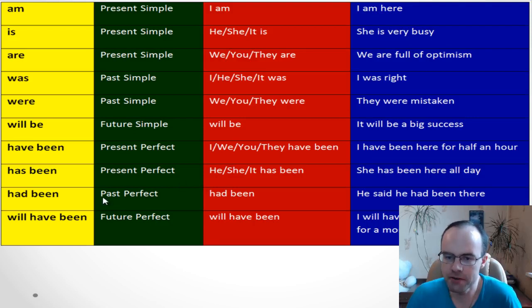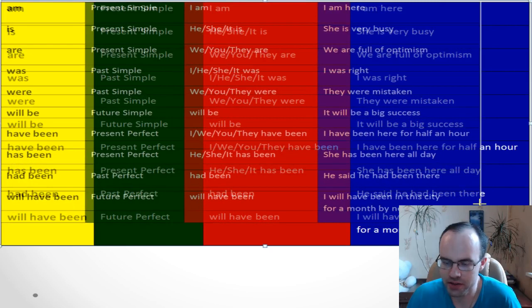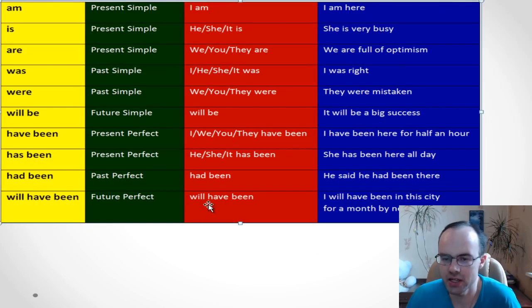Right. And there is one more very advanced structure: will have been. So we use it with future perfect. So let's look at this example. I will have been in the city for a month by next week. So you know that we use future perfect when we have "for" and "by" in our sentence. So you see, for a month and by next week.